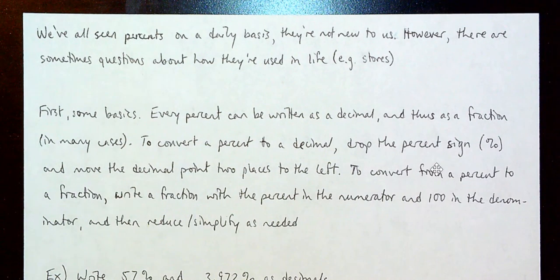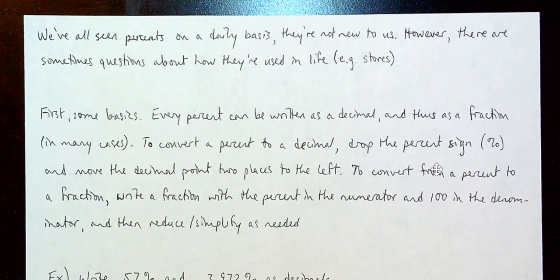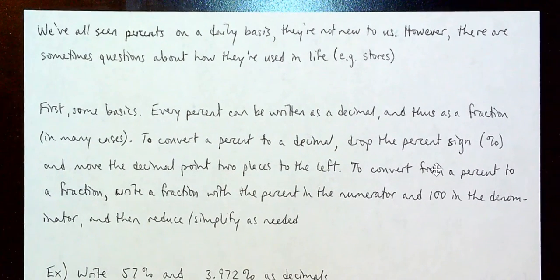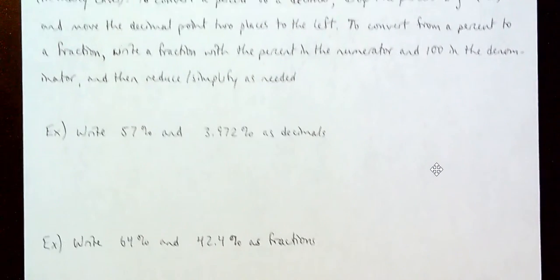If you want to convert from a percent to a fraction, you're going to create a fraction with the percent in the numerator, minus the percentage sign, and 100 in the denominator, or the bottom, and then you reduce or simplify as you need to. You may have to multiply on the top and bottom by something so that you have 2 whole numbers on the bottom and a top. That's also possible. But here, just a couple quick samples of each.